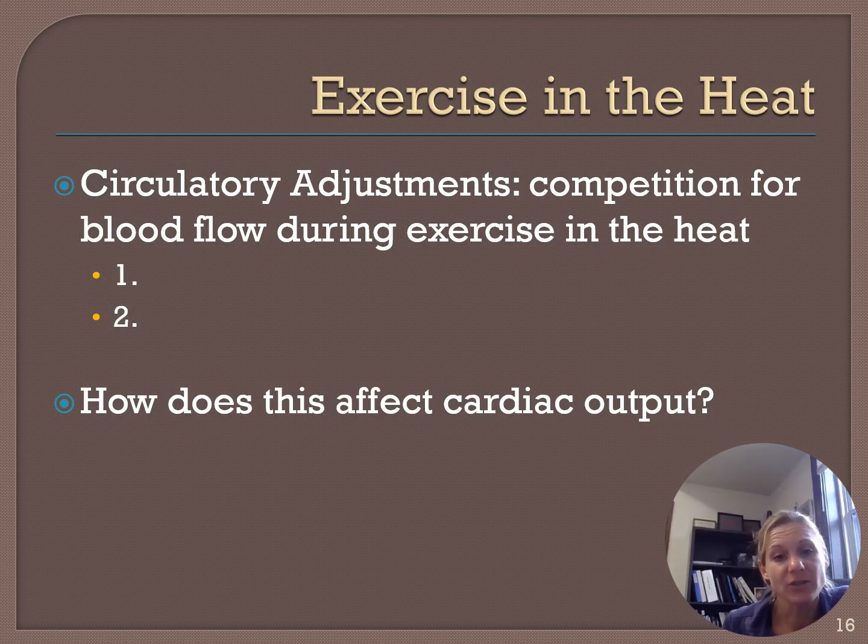So when we think about exercise in the heat, again, we'll experience circulatory adjustments. Like I said, we want to send some blood to the skin surface. However, we also have to send blood to our muscles. Okay, so we're going to have competition for blood flow. We're going to send some to the muscles, but we're also going to send some to the skin surface. So how does that affect our cardiac output? It will actually cause a decrease in cardiac output because we have that blood out everywhere. And again, that becomes pretty problematic for us as we are trying to do exercise in the heat.